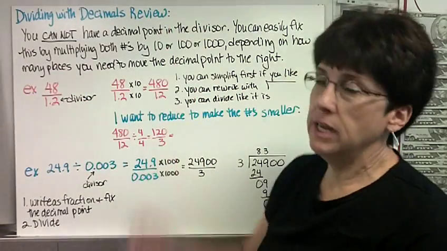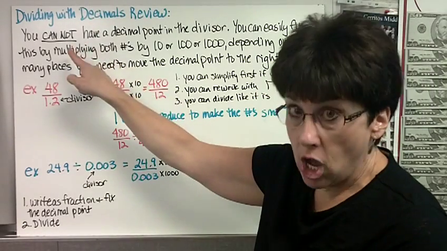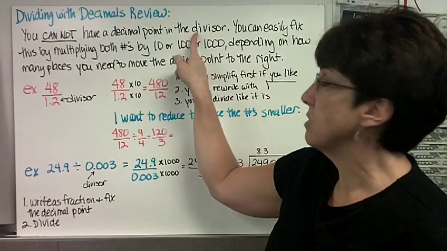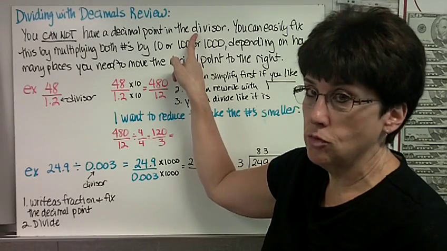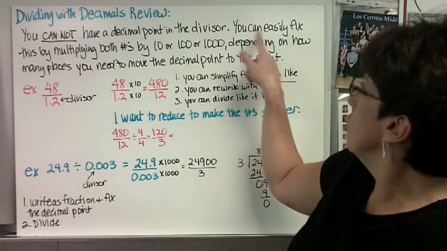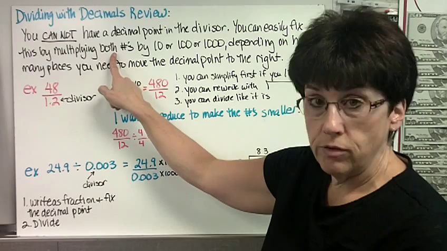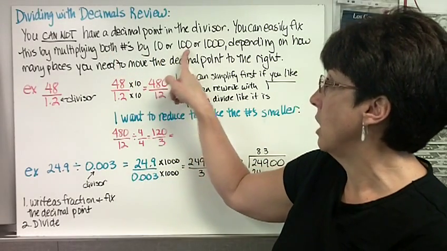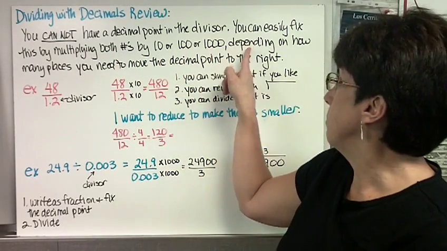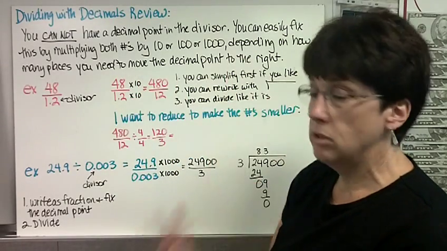All right, dividing with decimals review. You cannot have a decimal point in the divisor. It's against our division rules, unless you're using a calculator, in which case, who cares, right? You can easily fix this, however, by multiplying both of your numbers by 10 or 100 or 1,000, depending on how many places you need to move the decimal point to the right.